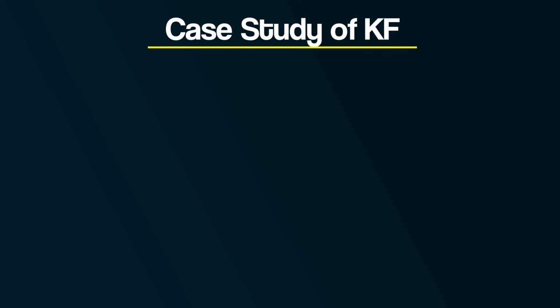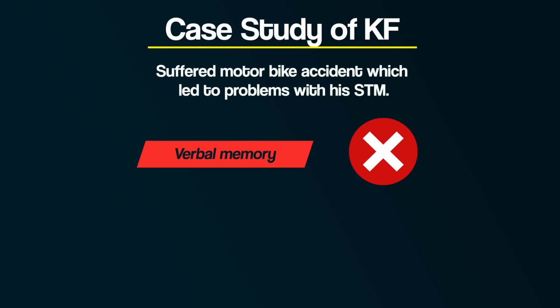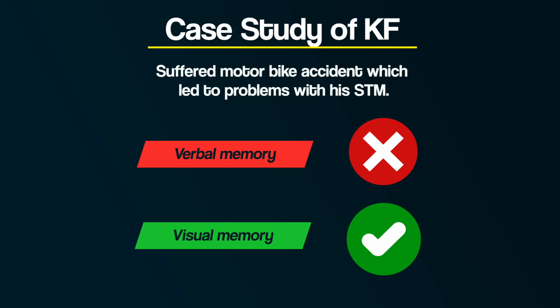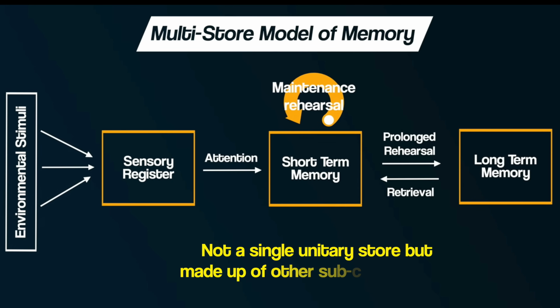However, the case study of KF challenged this. KF suffered a motorbike accident which led to problems with his short-term memory, where his verbal memory was poor but his visual short-term memory was fine, which demonstrated that the short-term store is not a single unitary store after all, but made up of other subcomponents, one for visual and one for verbal memory.